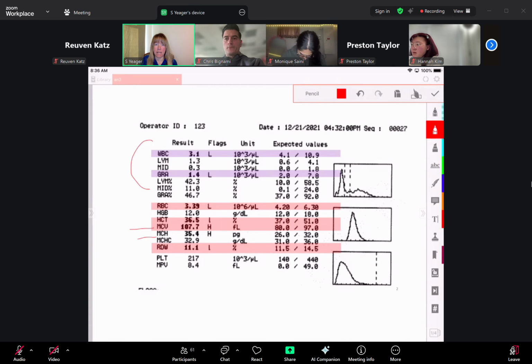Now, this one, there was a typo that someone had mentioned to me last time. I had typed that the RDW was high, but here it's actually low.